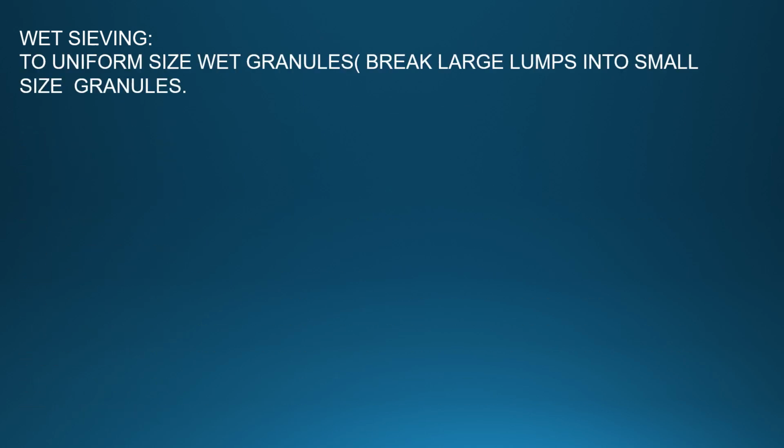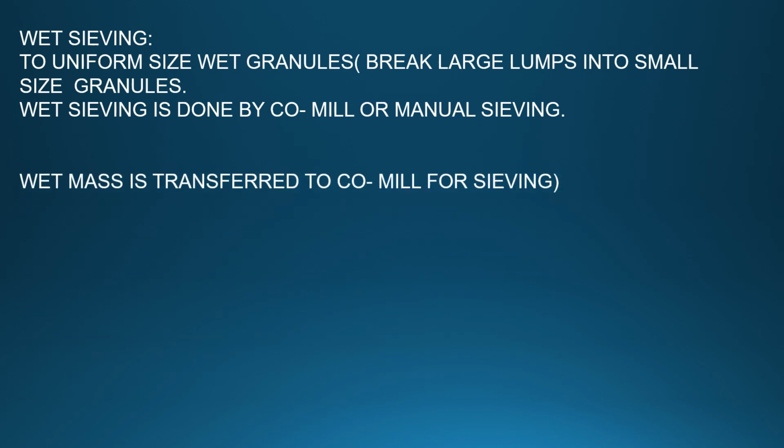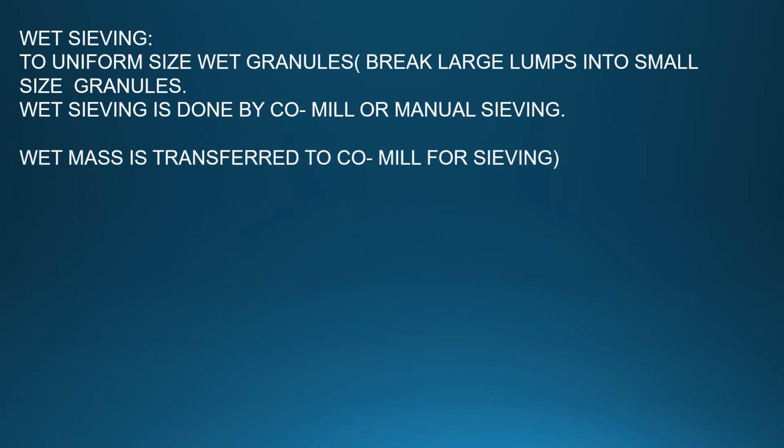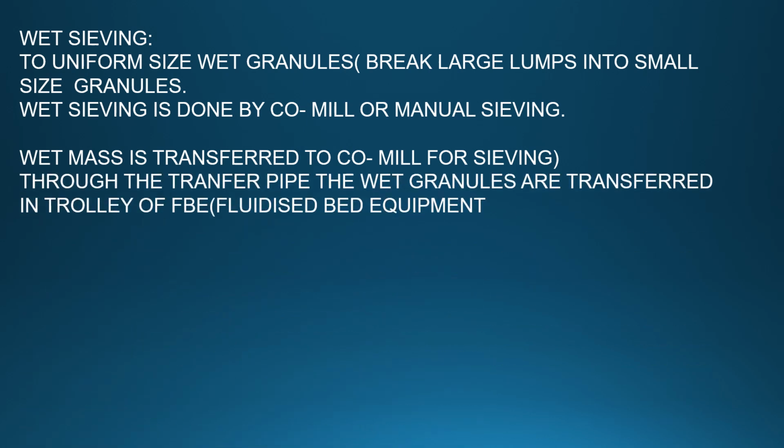In some rapid mixer granulators, the co-mill is attached to the RMG, or if the co-mill is not attached to the RMG, then manual sieving is done. When the co-mill is attached to the RMG, the granules which are formed are collected in the FBE bowl. Wet mass is transferred to the co-mill for sieving. Through the transfer pipe, the wet granules are transferred into the trolley of the FBE, fluidized bed equipment.